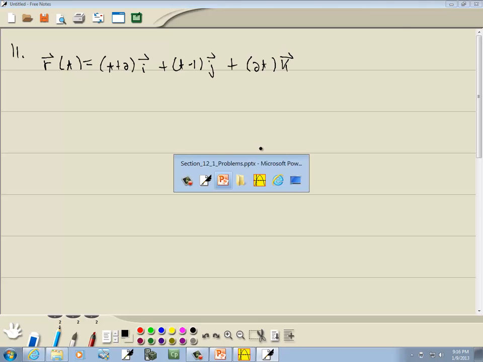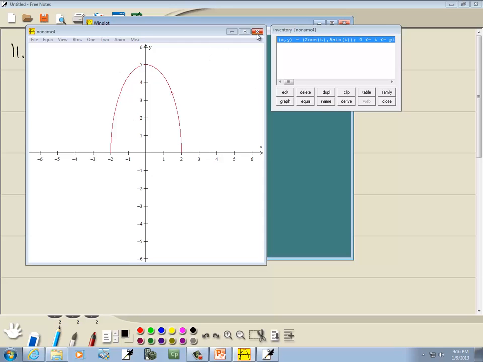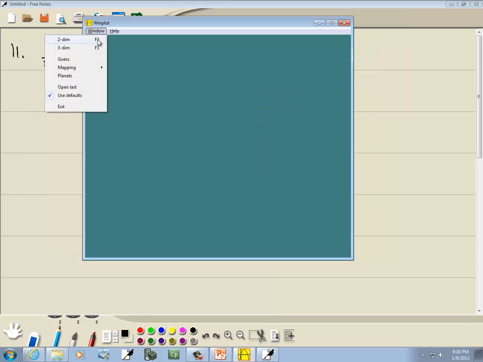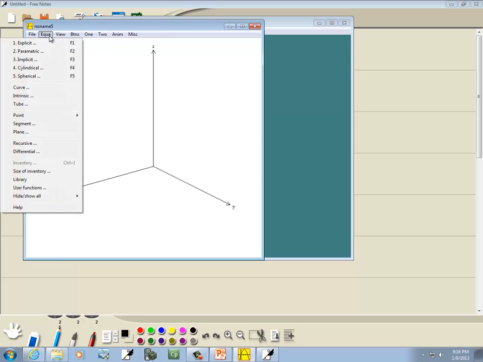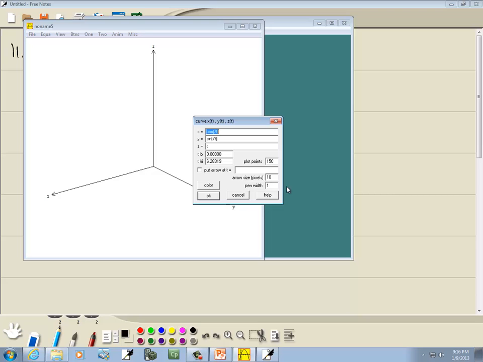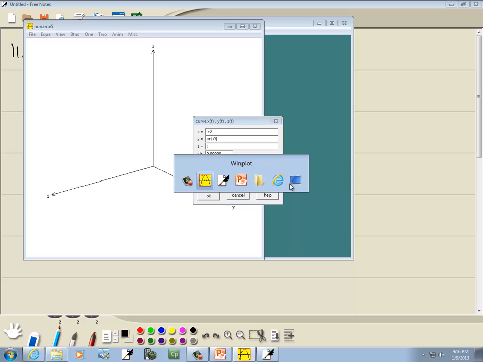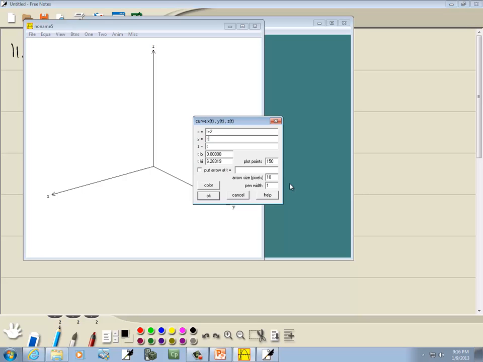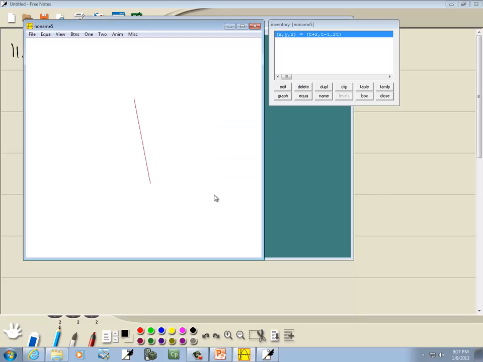Well, very easy to graph with our WinPlot. I'll come over here, close that, go into Window, 3 dimensions, choose Equation, and choose Curve. And here I'm going to have t plus 2. And next one is t minus 1. And then z equals 2t. 0 to 2 pi is what it defaults to. No, I don't think I want to leave it at that. Let me put a 4 there. That'll make it a little bit better, I think. And let me click OK.